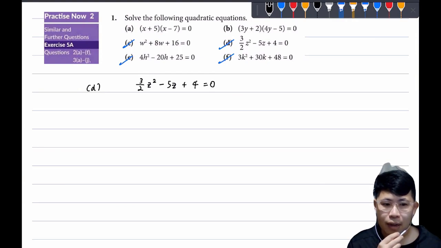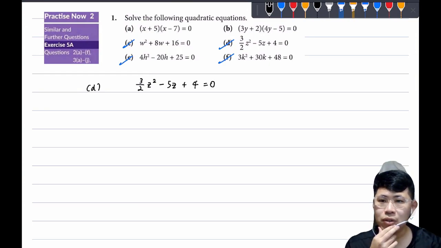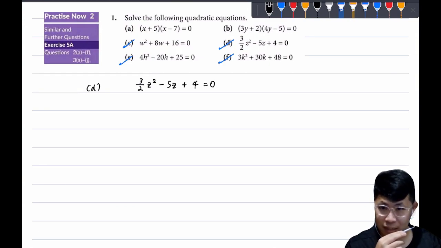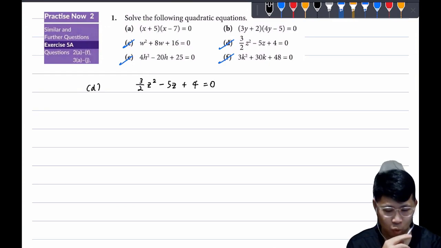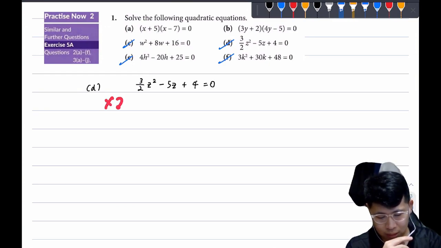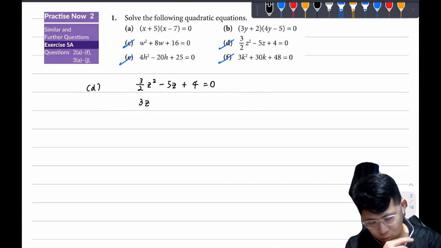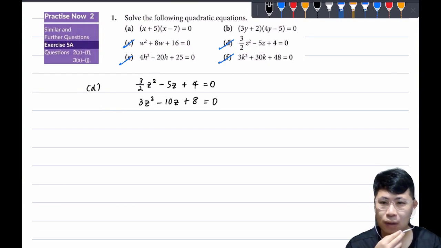Alright, so for part D, now we have 3 over 2 z squared minus 5z plus 4. Now this is not so friendly, so let's make it a friendlier version, right? So let us multiply this whole thing by 2 to get rid of the denominator 2. So I times 2 on the left, I times 2 on the right. So what I get in the end would be, this one times 2 will be 3z squared, 5z times 2 is 10z, 4 times 2 is going to be 8, 0 times 2 is 0. Right? So we have something like this.